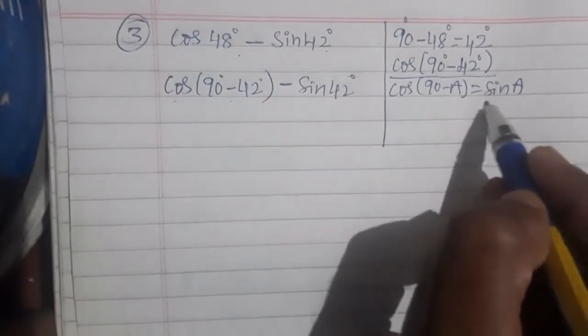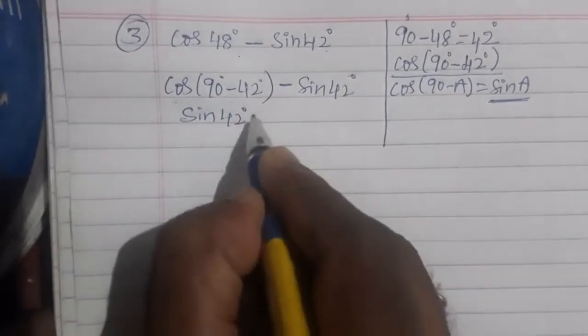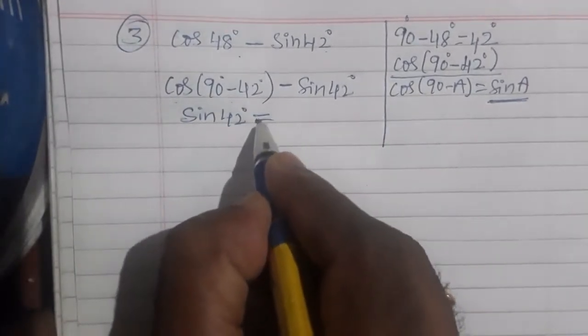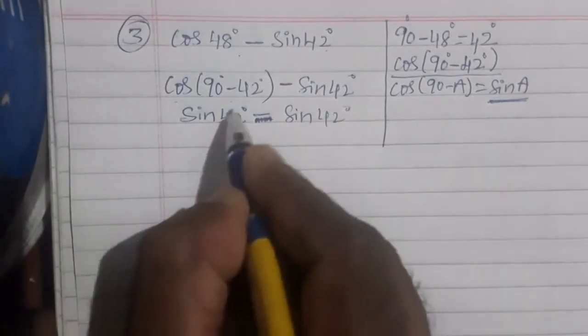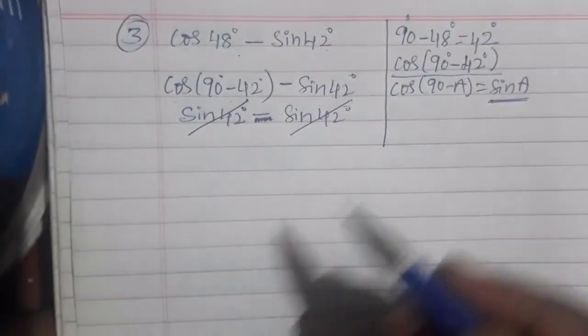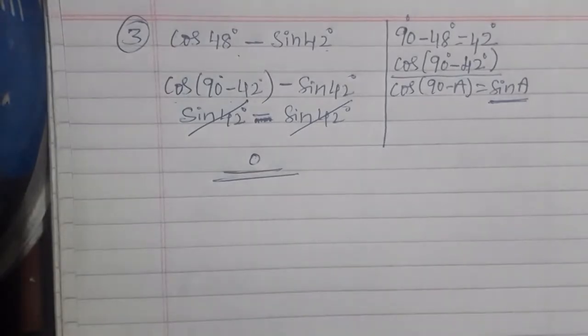Cos 90 minus 42 degree means what? It is nothing but sin 42 degree, minus sin 42 degree. Sin 42 degree minus sin 42 degree is cancelled and we will get the answer as 0.